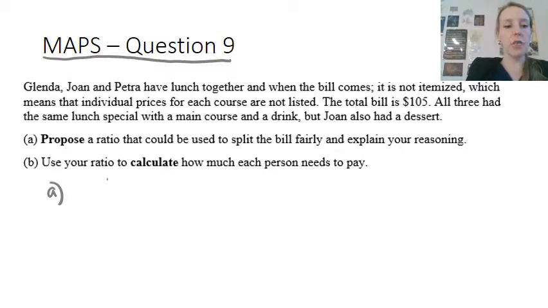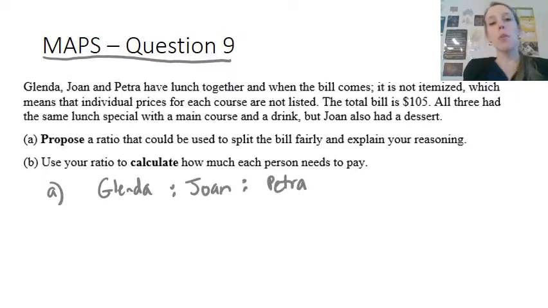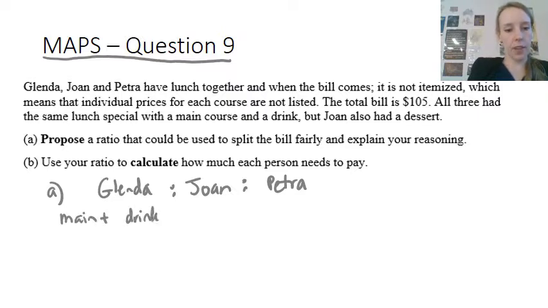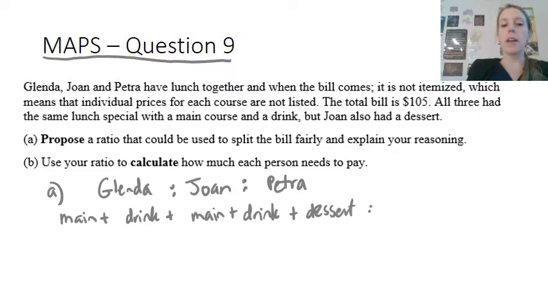So it's asking for a ratio. So it's going to be Glenda, how much she pays, to how much Joan pays, to how much Petra pays. Well, the way I'm going to work this out is I'm going to write down what each of them had. So Glenda had a main course and a drink. So she had a main plus a drink. Joan also had a main plus a drink, but she also had a dessert. Petra had a main plus a drink.